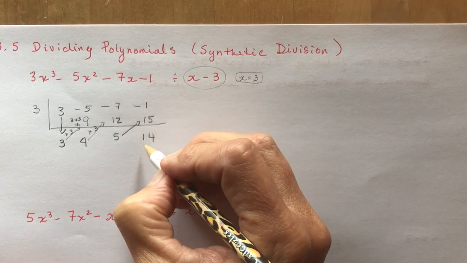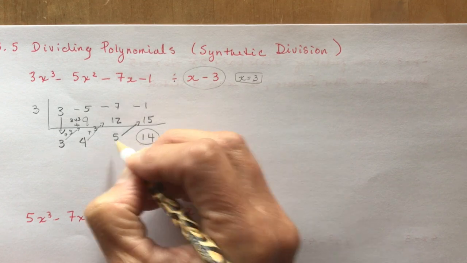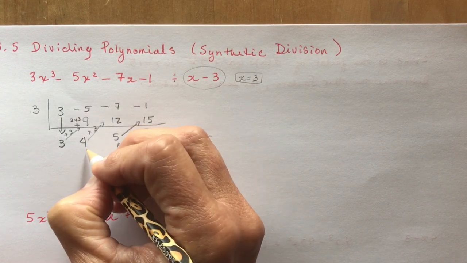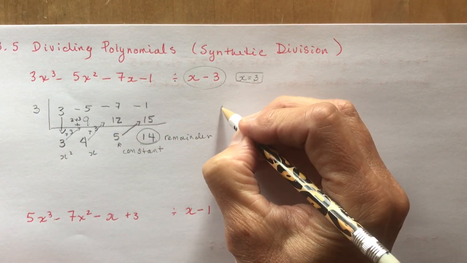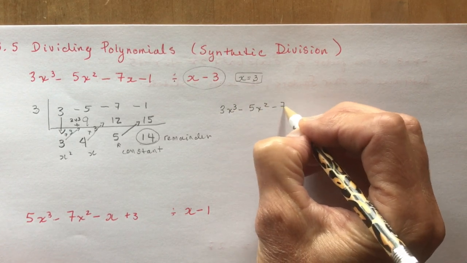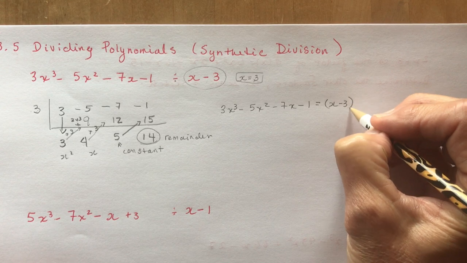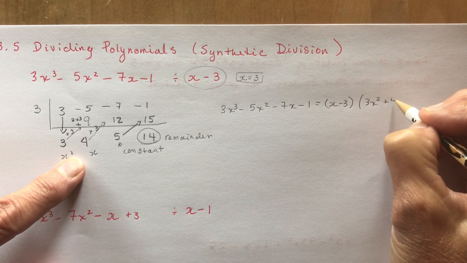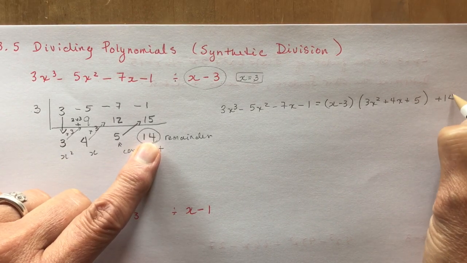And what I do is this number here, this is going to be your remainder. The number here is going to be your constant. And we're going to go up by one exponent each time. So this is going to be your x, and this is going to be your x squared. So I would get, I'm going to write it out as a division statement. So 3x cubed minus 5x squared minus 7x minus 1 is equal to what I divided by, x minus 3 times. Now I have 3x squared plus 4x plus 5, plus 14. That's my remainder.